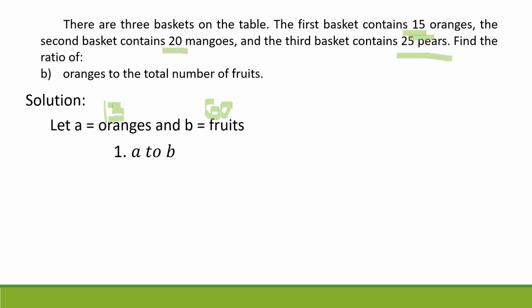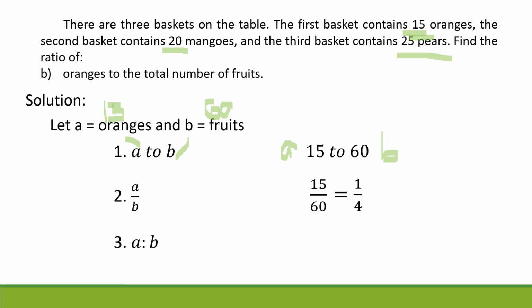So, for number 1, we have A to B. Ang A natin ay orange. Ang B natin ay fruits. So, mayroon tayong 15 to 60. So, number 2 naman, A over B. Ang 15 natin ang A. Ang 60 natin ang B. And we have 15 over 60, which is also equal to 1/4.